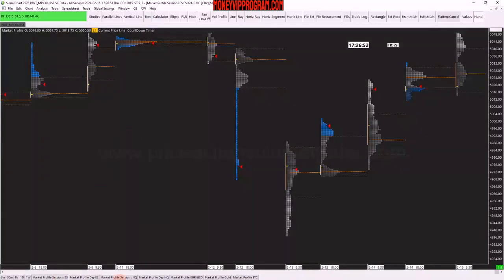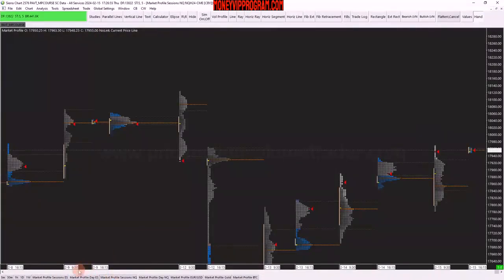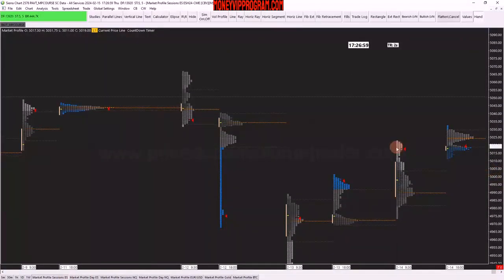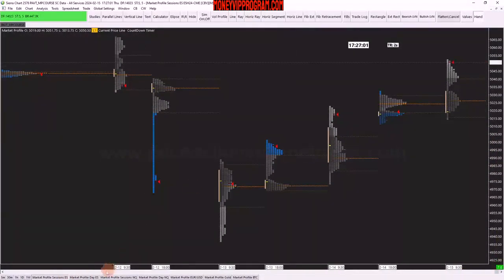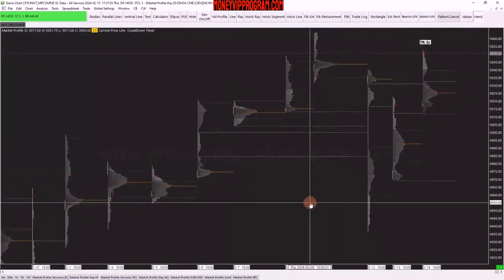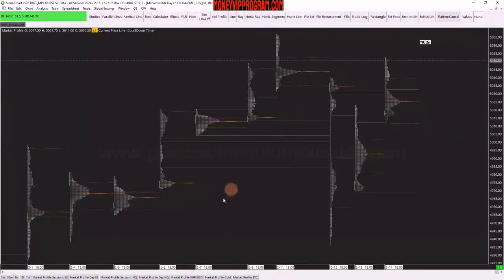Okay, and then over here we have a market profile chart with split sessions for the ES, and a market profile chart with a whole daily profile on the ES.